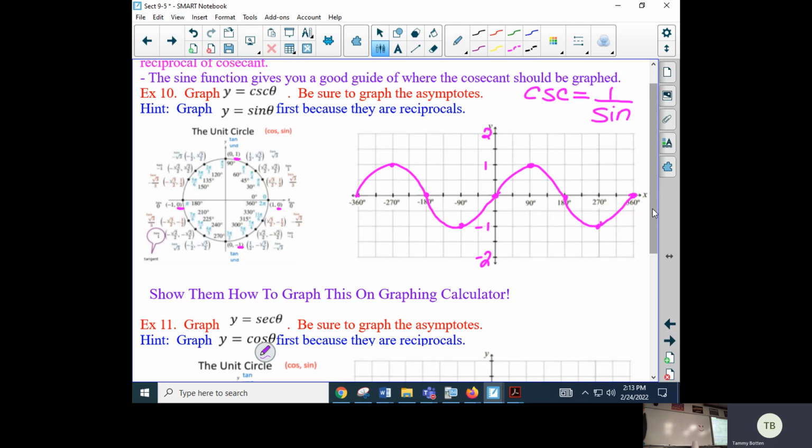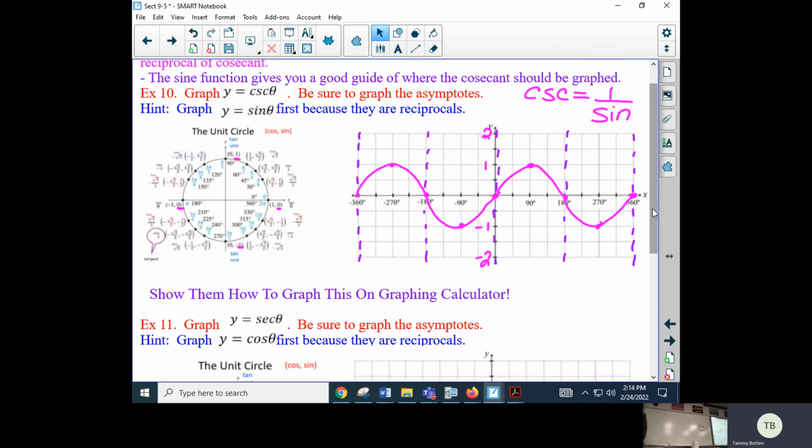So no, this is sine. This is not cosecant. So now what you do on these is everywhere it crosses the x-axis, it's going to be undefined. So you have to draw a vertical asymptote. That's what that means. And it's because if you did the reciprocal of 0, what's the reciprocal of 0? Undefined. So where you see zeros on sine, you're going to have a vertical asymptote.